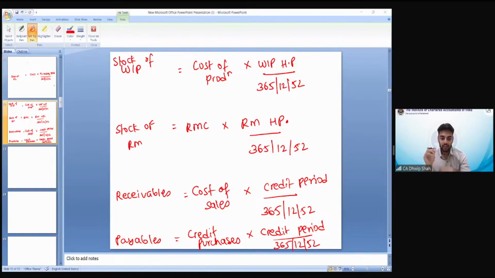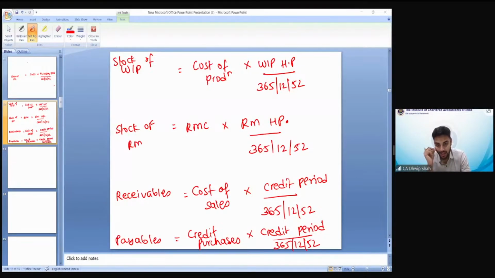Okay. Finished goods will stay in the warehouse awaiting dispatch to customers for approximately 3 months. Means before selling to the customers, my finished goods will remain in my godown for 3 months. So can I say this is FG holding period, FG storage period, the time for which I hold my FG, that is 3 months.